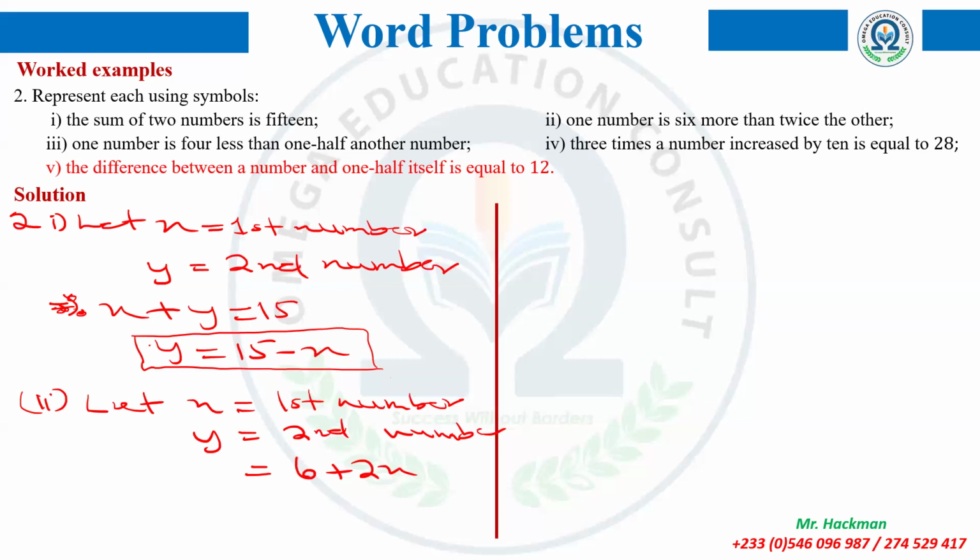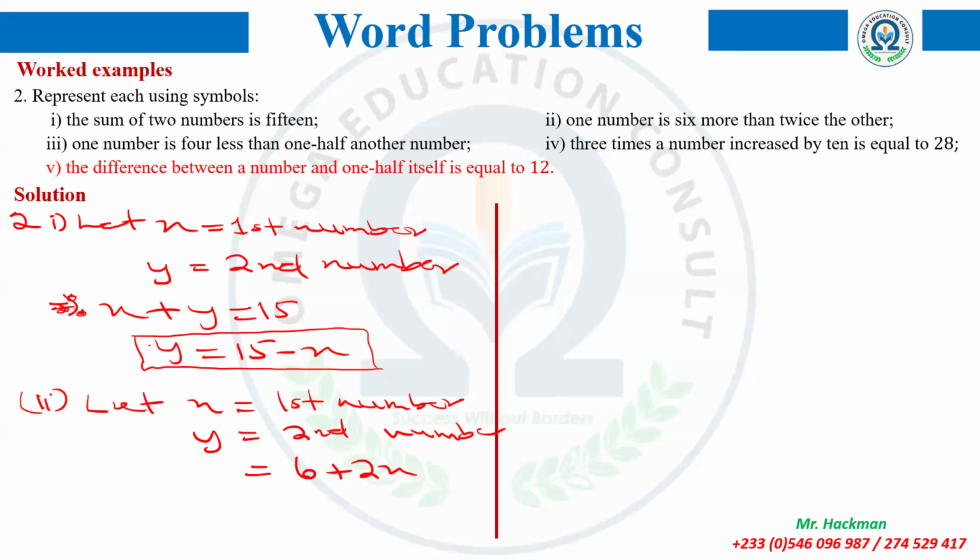Sir, please, the question said one number is more than twice the other. So how do you know that the one number is y and the other is x? Okay, so that's why I said you are going to carry out your representation. Is that not it?